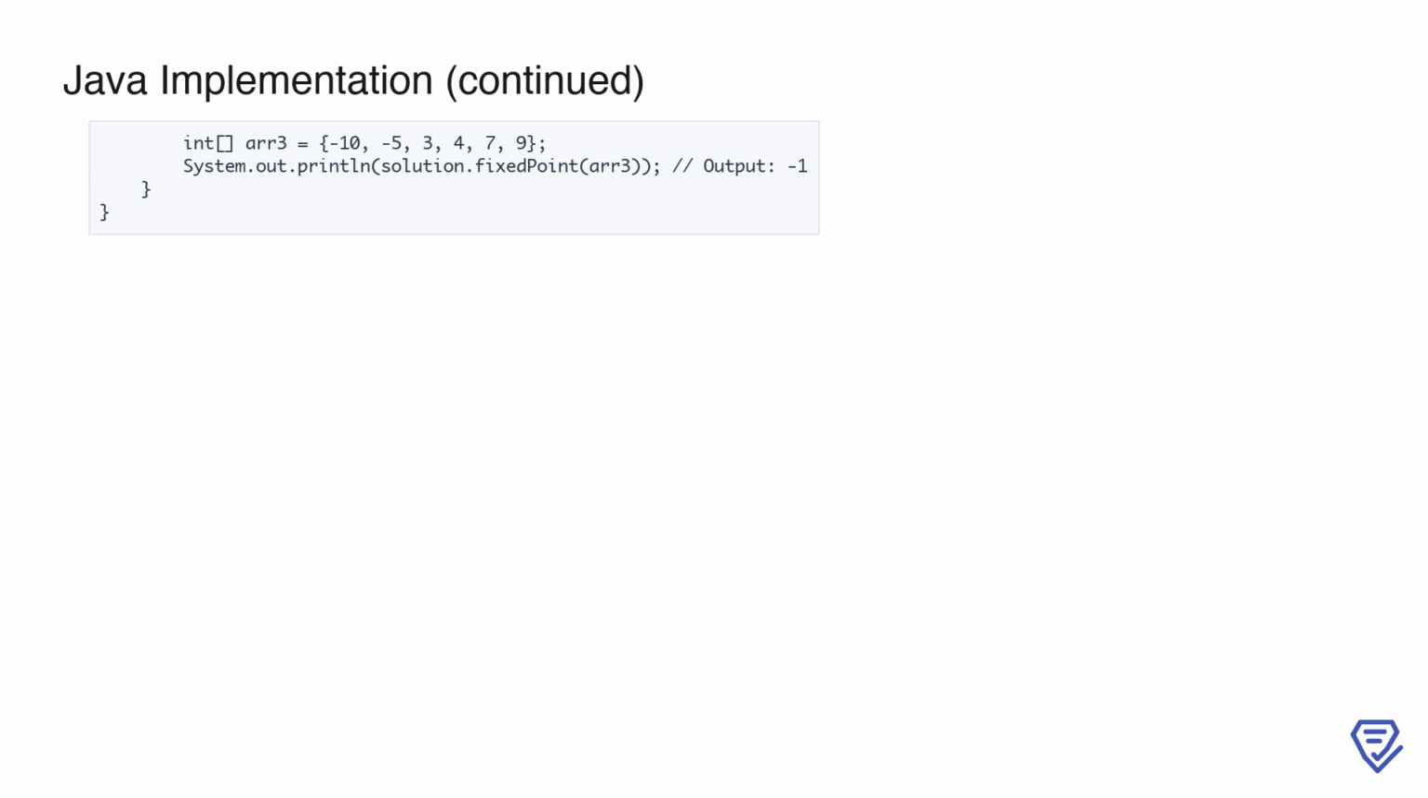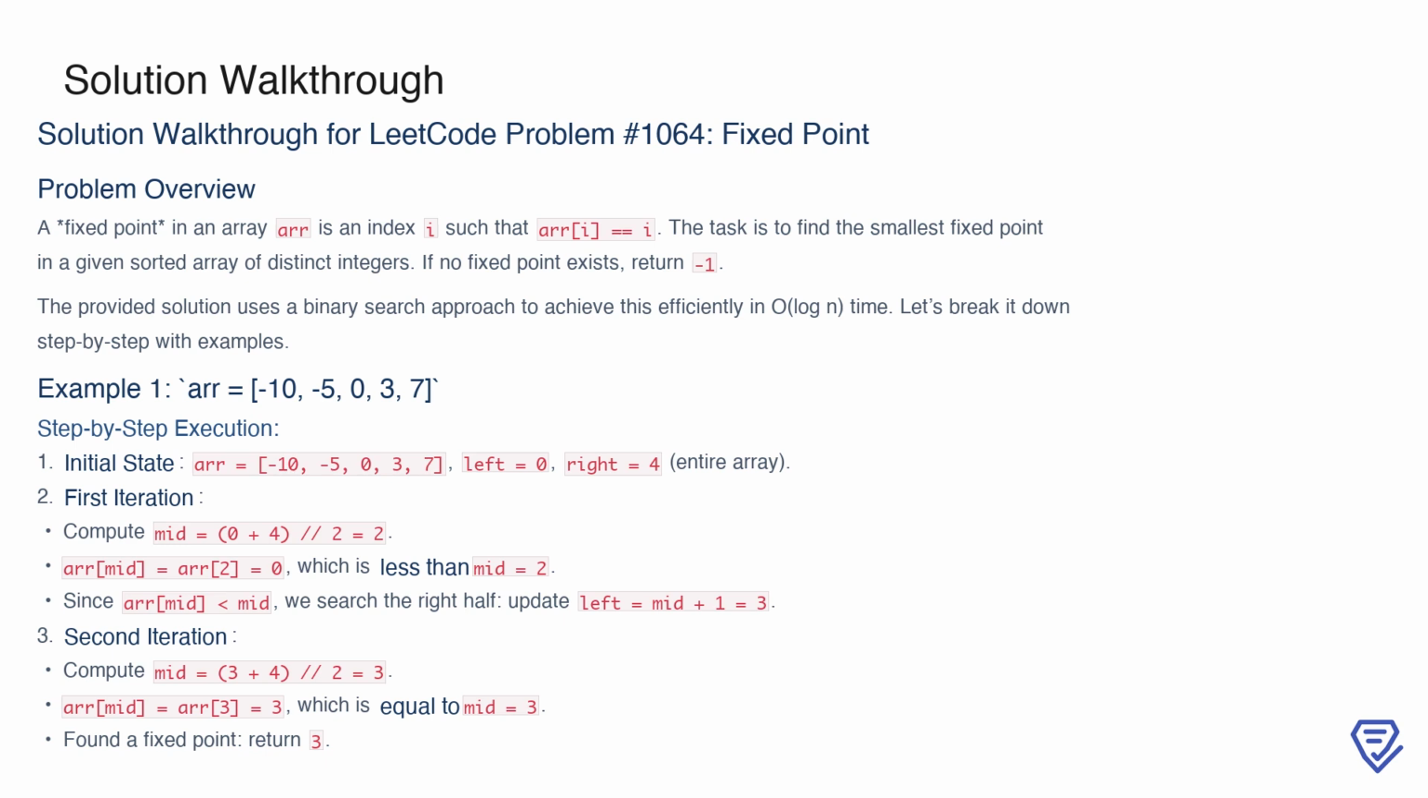This demonstrates that our binary search approach is efficient and correctly handles scenarios where the fixed point is absent. With this implementation, we achieve a time complexity of O(log n), which is much faster than a linear search, especially for larger arrays. To solve the fixed point problem, we need to identify the smallest index i in a sorted array where the value at that index, arr[i], equals the index itself.